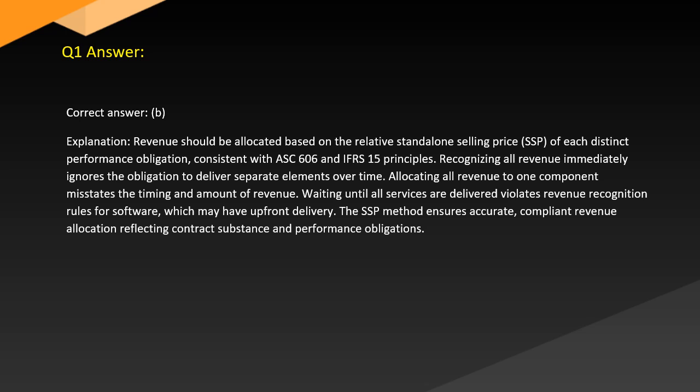Answer. Correct answer, B. Explanation. Revenue should be allocated based on the relative standalone selling price (SSP) of each distinct performance obligation, consistent with ASC 606 and IFRS 15 principles. Recognizing all revenue immediately ignores the obligation to deliver separate elements over time. Allocating all revenue to one component misstates the timing and amount of revenue. Waiting until all services are delivered violates revenue recognition rules for software, which may have upfront delivery. The SSP method ensures accurate, compliant revenue allocation reflecting contract substance and performance obligations.